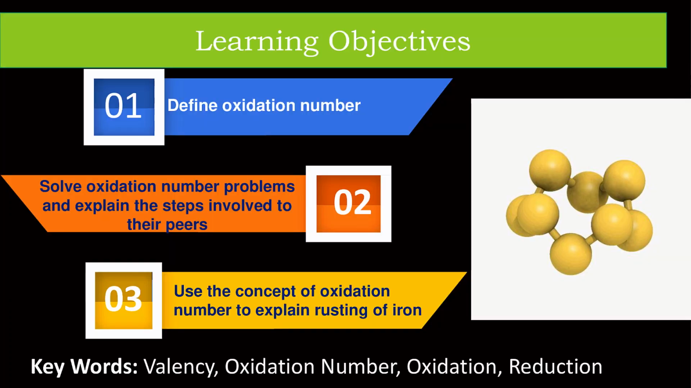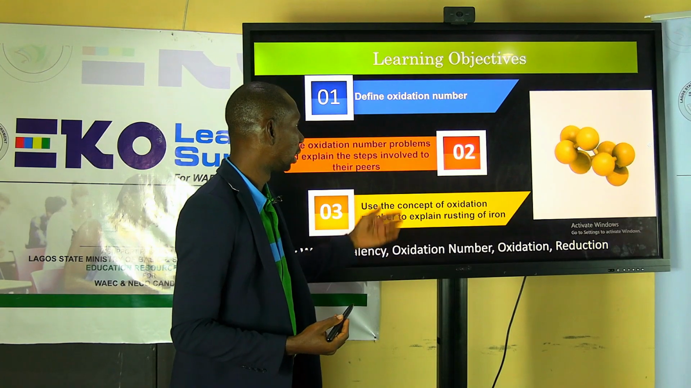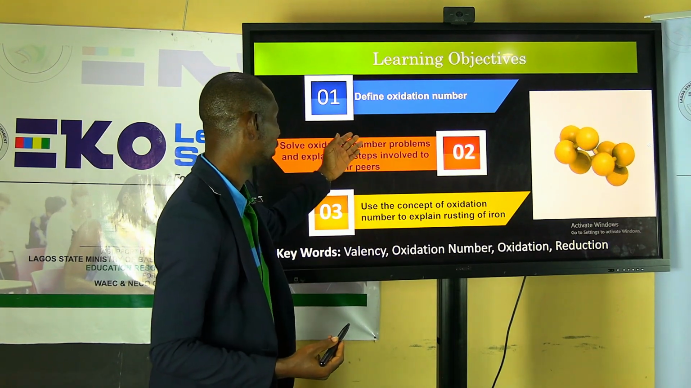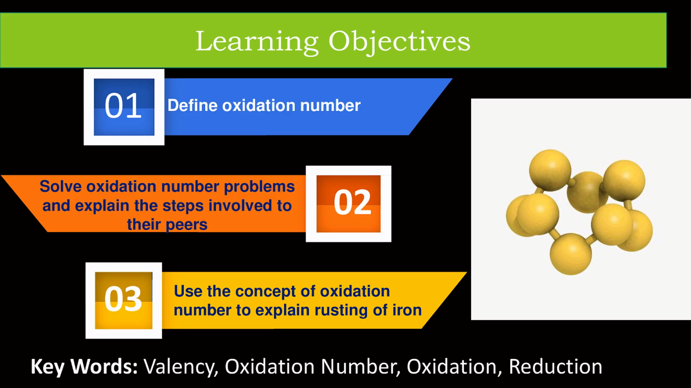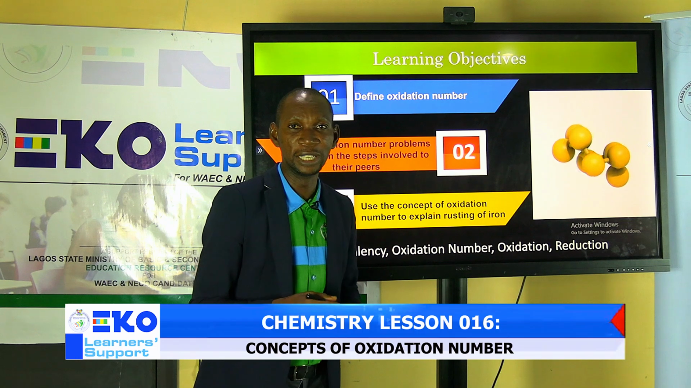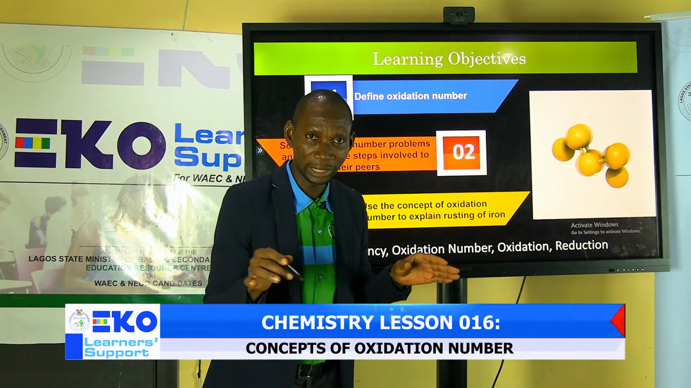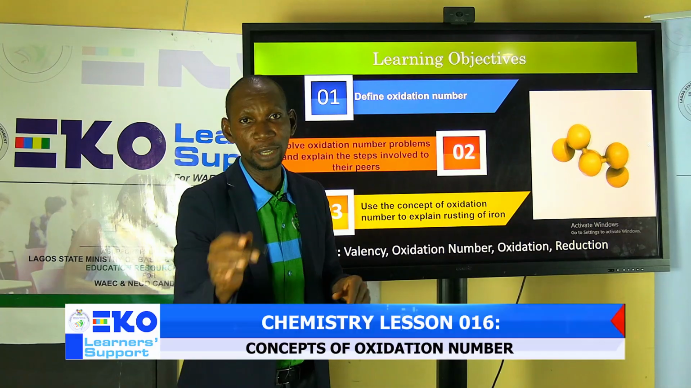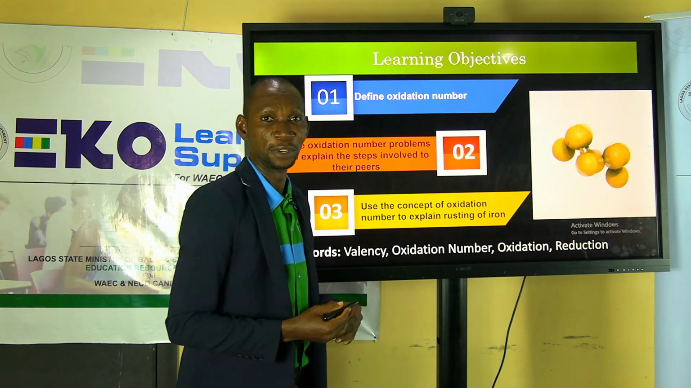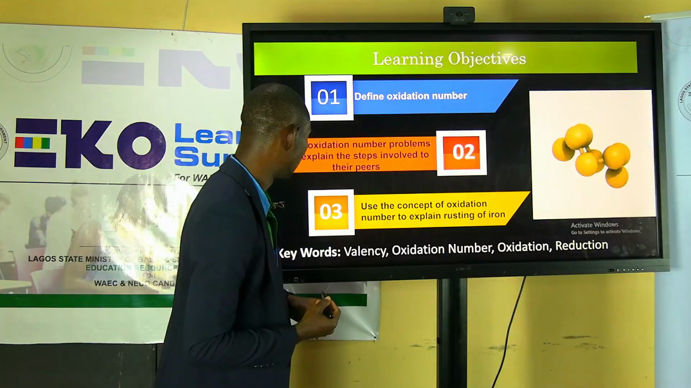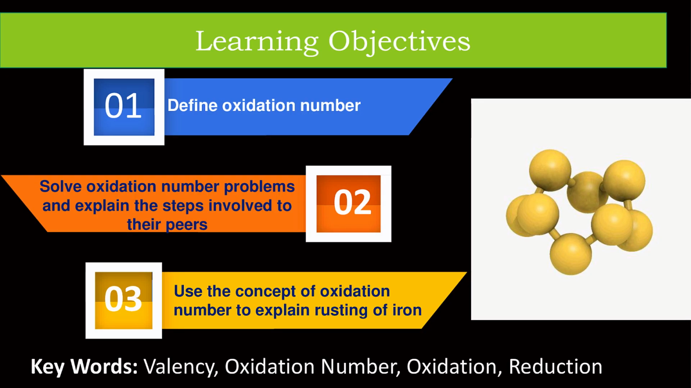We've set these learning objectives for ourselves so that we can evaluate how far we are able to achieve this at the end of the lesson. 1, you should be able to define oxidation number. 2, you should be able to solve oxidation number problems and explain the steps involved to your peers. I'm challenging you that at the end of this video, you will become a master of oxidation number and you will be able to even teach a lot of your peers. I hope you are really ready. 3, use the concept of oxidation number to explain rusting as an oxidation process.